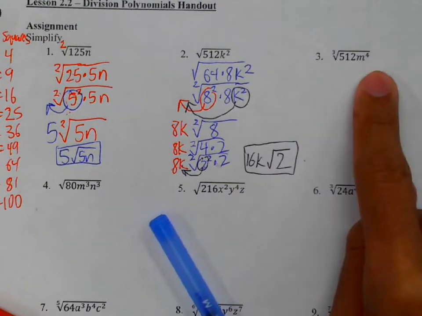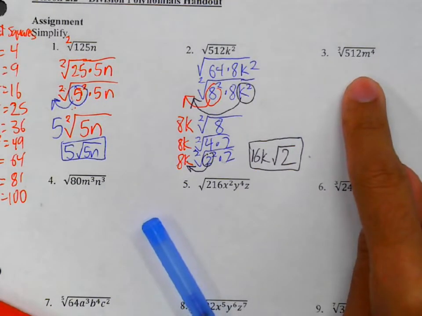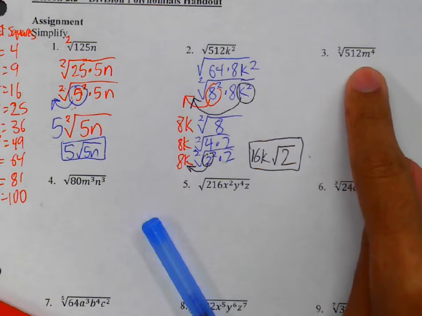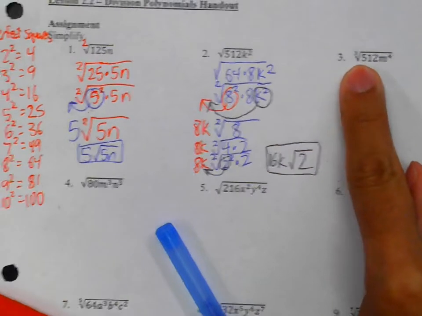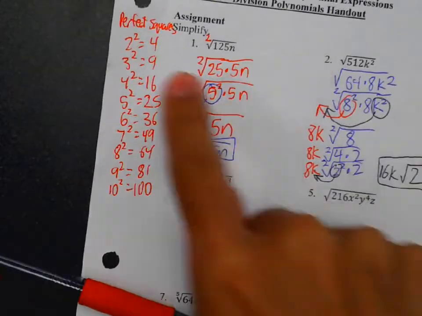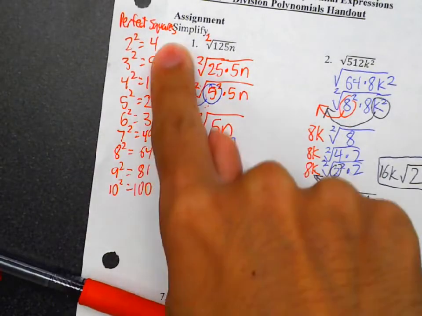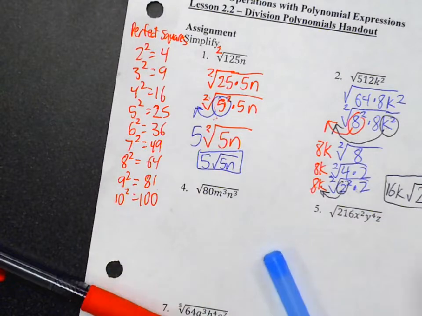Okay, here we've got the cube root of 512 m to the 4th power. Okay, so this is a cube root. It's not a square root anymore. So this perfect square list is no longer useful because our goal is to make things to the 3rd power, not to the 2nd power.